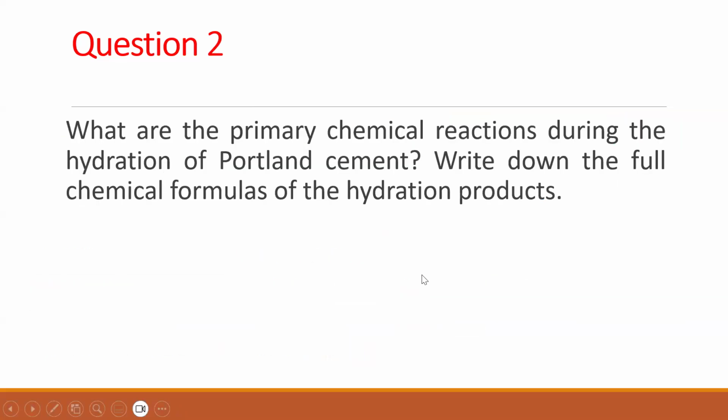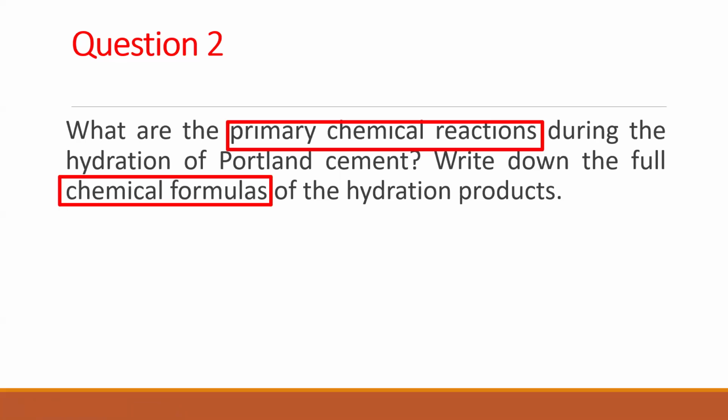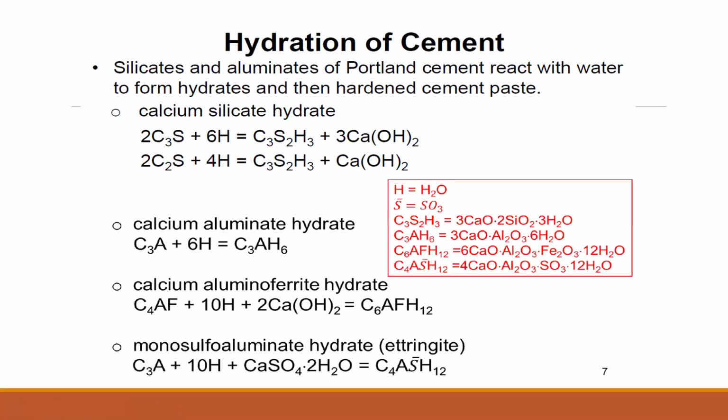The second question is, what are the primary chemical reactions during the hydration of Portland cement? Write down the full chemical formulas of the hydration. You don't get these kinds of questions, okay? Because you don't have to remember all these chemical reactions. However, I told you, you need to have an understanding of what is happening. So these are the chemical reactions. I had the full formulas in the lecture PowerPoint, and this one is the tutorial PowerPoint.